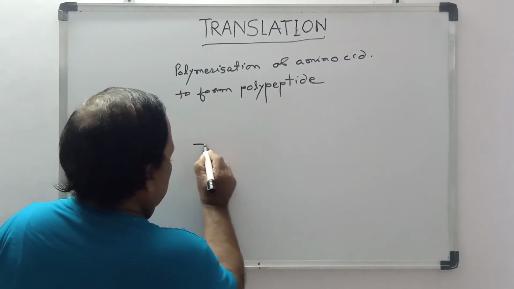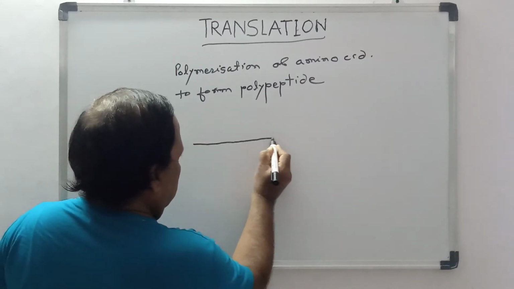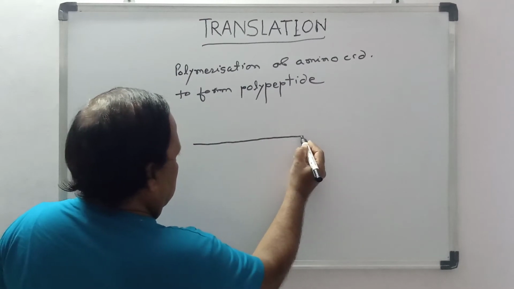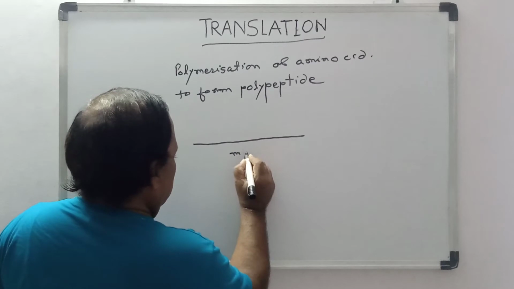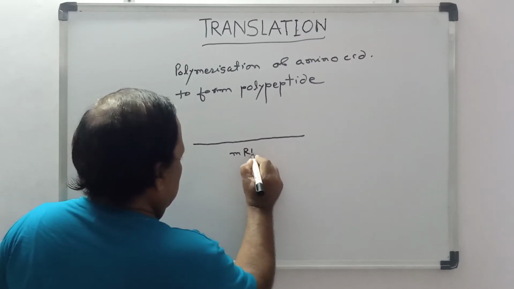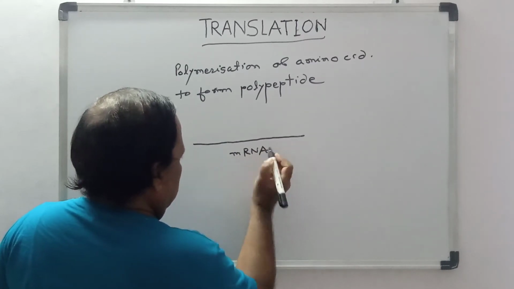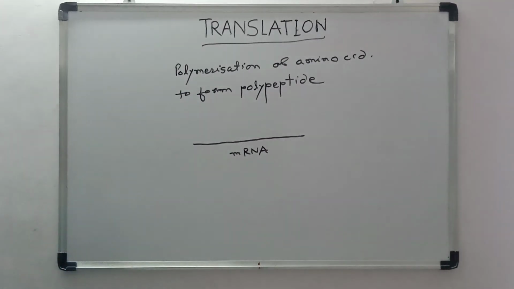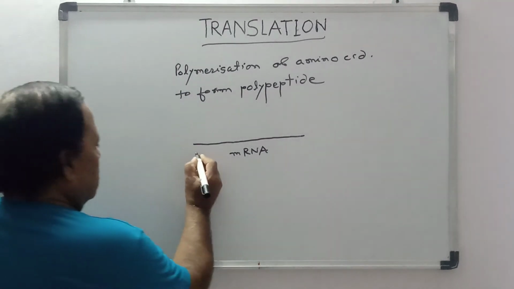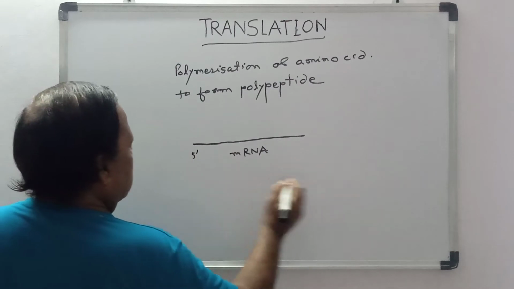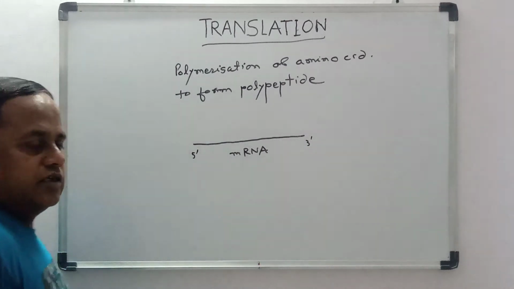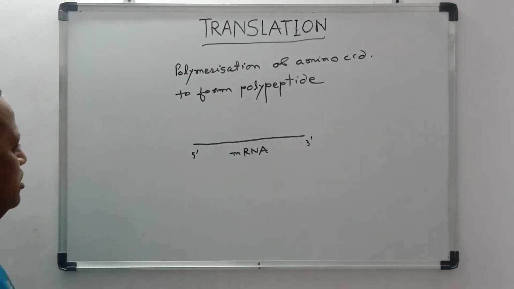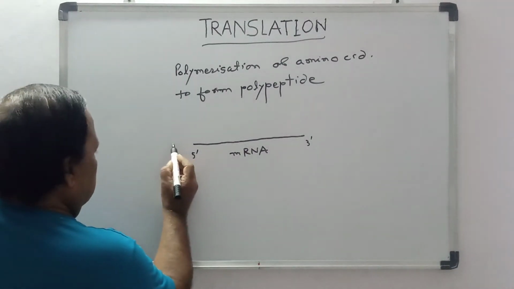Now we have seen that in transcription we have got one messenger RNA. This is the 5' end and this is the 3' end.